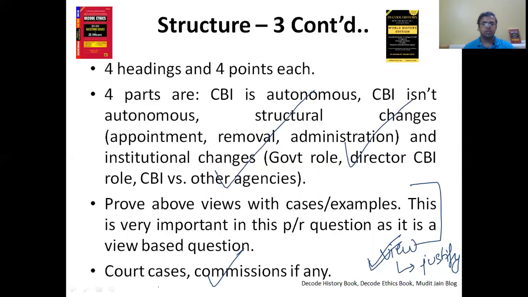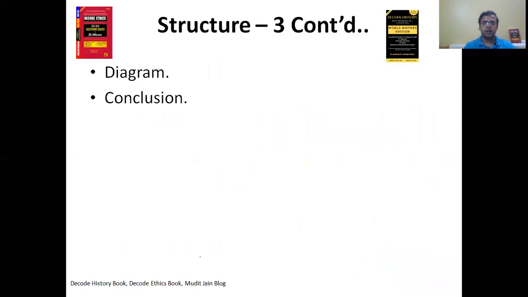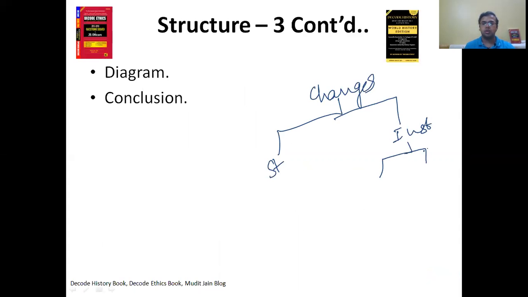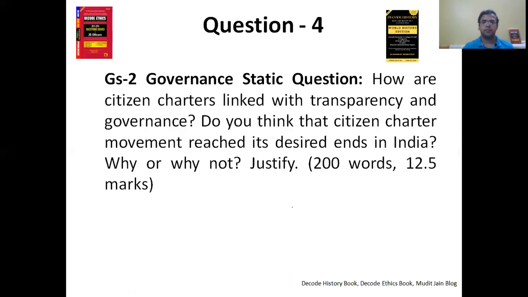Court cases and commissions I have already told. Then diagram. So you can draw a simple flowchart like changes. So here write structural change, and here you can write institutional change, and then whatever you wrote in points you can write in one word each, in institutional and structural here. So just train your mind. I have told you four kinds of diagrams that you can draw. Just see what diagram you can draw in a particular question.